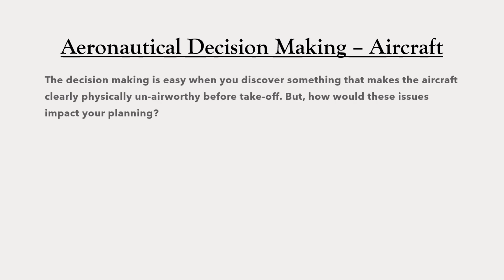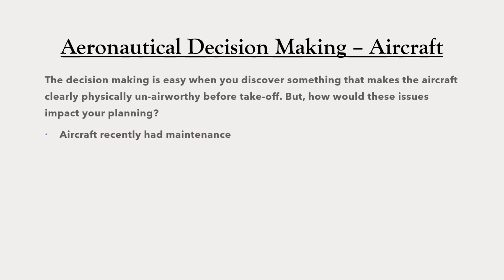So decision making is really easy some of the time. Like if you discover something that is clearly unairworthy about your aircraft before takeoff, it isn't really very hard to make the decision that you shouldn't take off. The tough decisions are the ones that are more borderline. So let's talk about how some of these things would influence your planning.